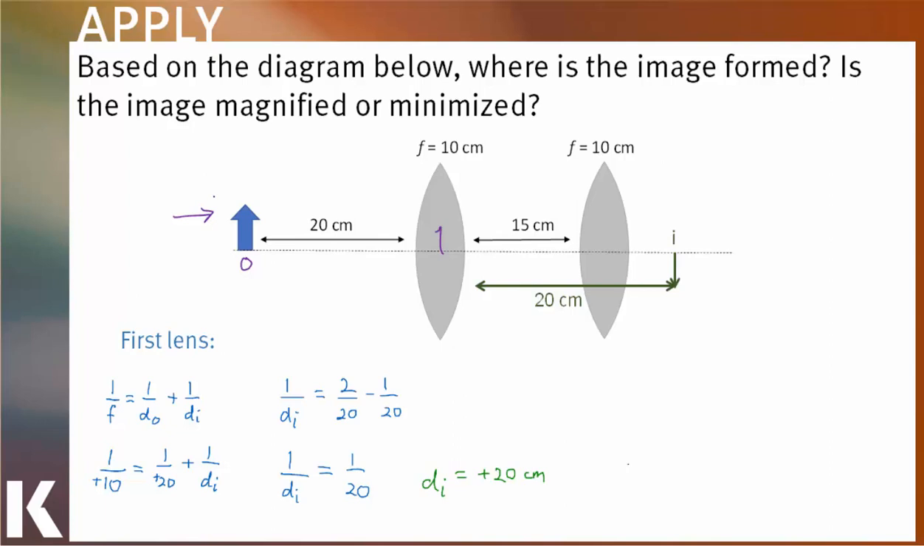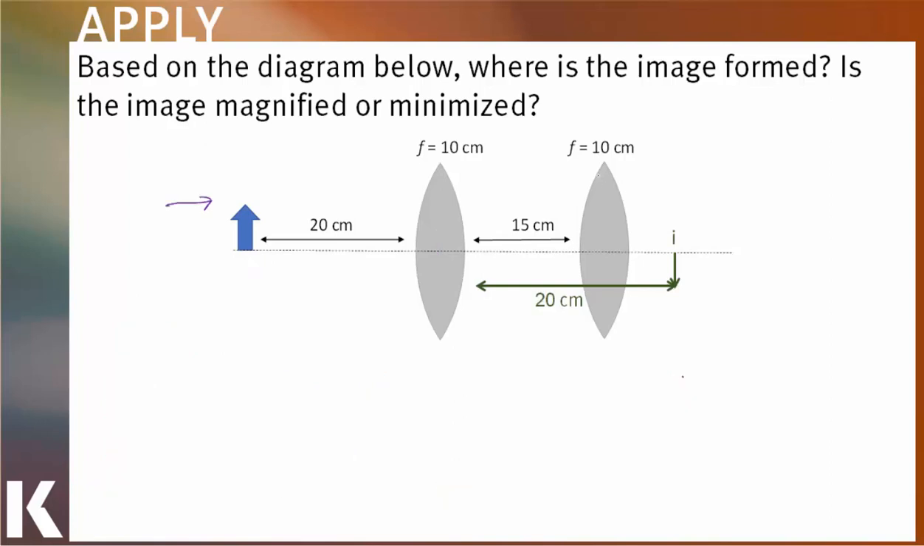We can also calculate the magnification that would have occurred for the first lens by taking the negative of the image distance divided by the object's distance. So since they're both 20, our magnification for lens 1 would just be negative 1. So here you found the image distance from the first lens. And remember that the image from the first lens becomes the object for the second lens.